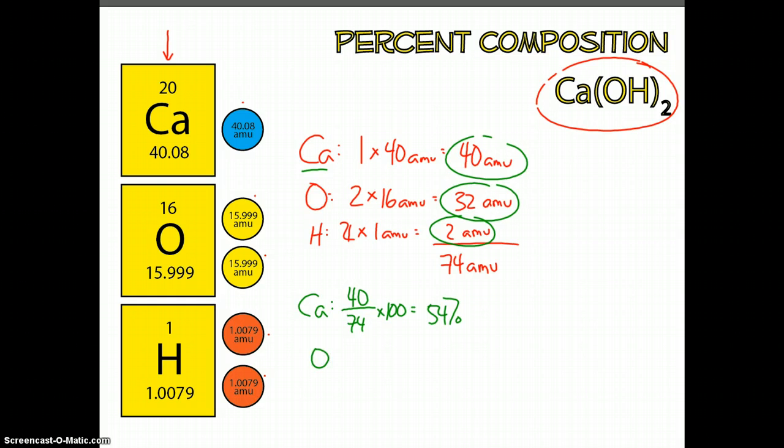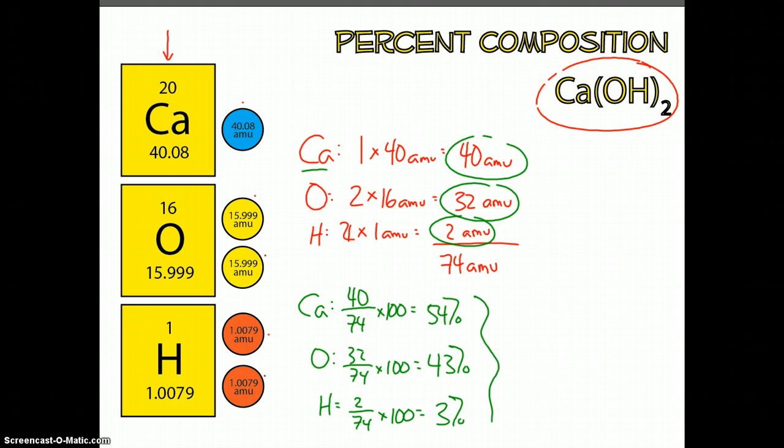For oxygen, we do the same thing. 32 out of the 74 gives us a percentage of 43%. And for hydrogen, we do the same thing. 2 out of 74 is roughly equivalent to about 3%.